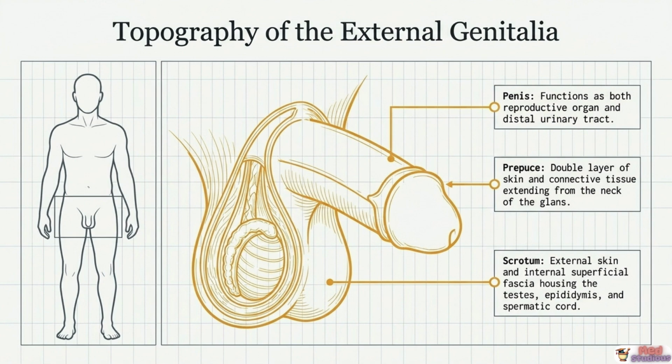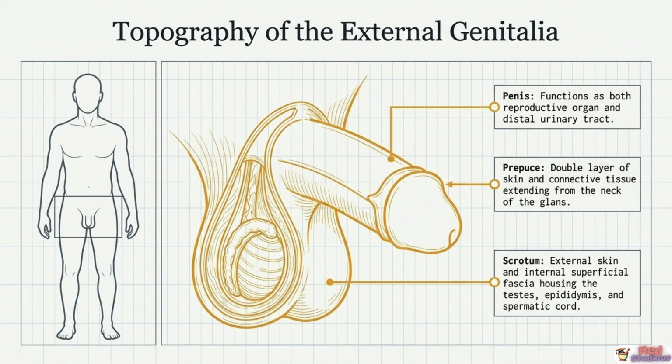The distal end expands into the glans penis, which is partially or fully covered by the prepuce, also known as the foreskin. The prepuce is a double layer of skin and connective tissue extending from the neck of the glans, and circumcision, its surgical removal, is among the most commonly performed procedures worldwide.